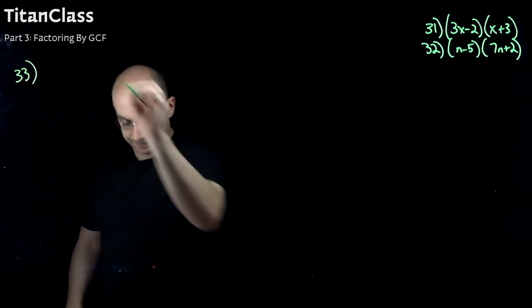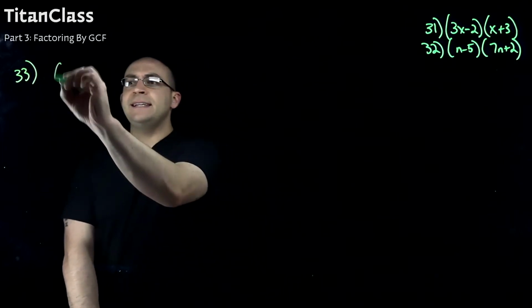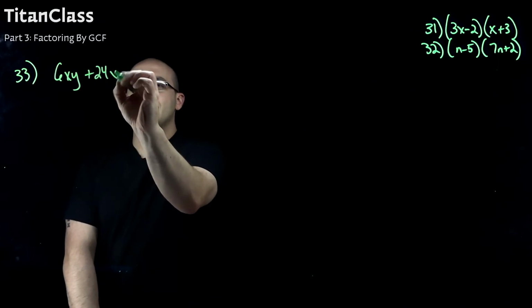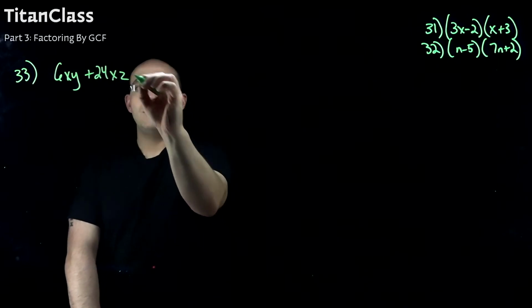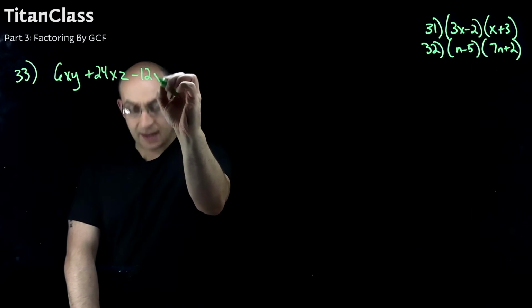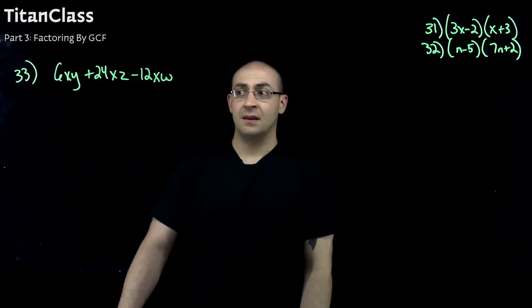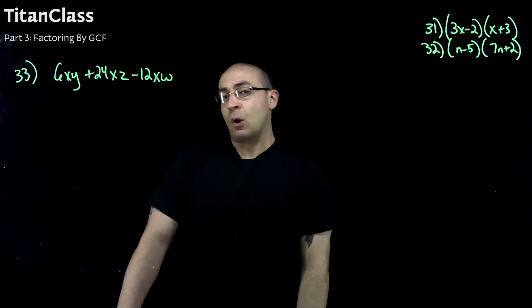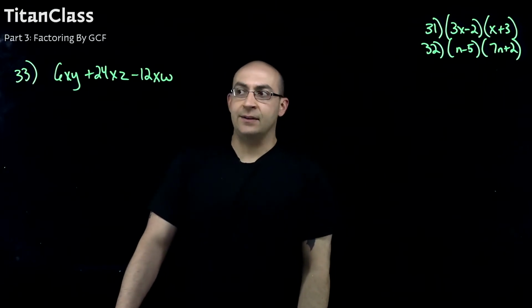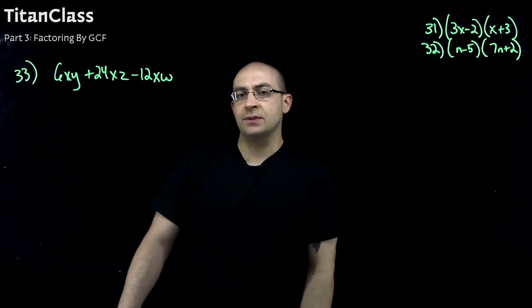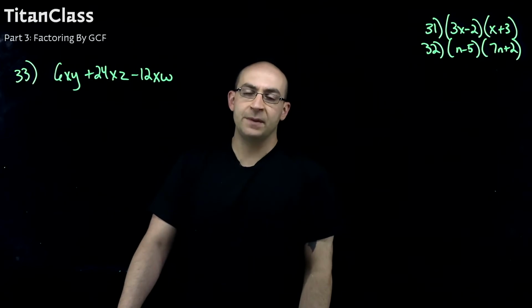Number 33. 6xy plus 24xz minus 12xw. Well, it's not quadratic because we don't have a 2 exponent anywhere here. But all 3 of these terms have something in common. They have multiple things in common. So let's figure out what they have in common and then take it out.